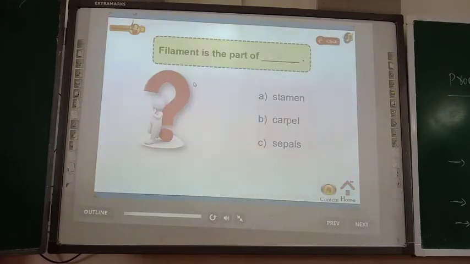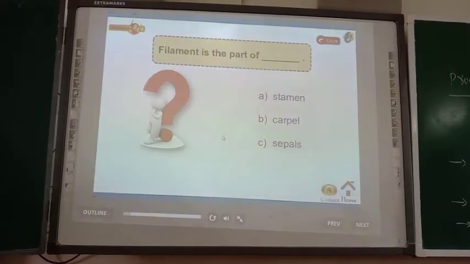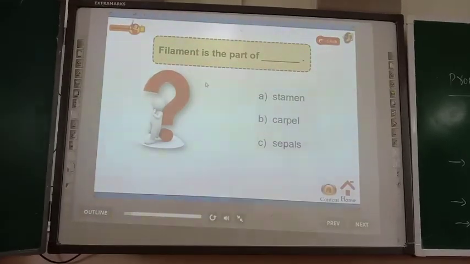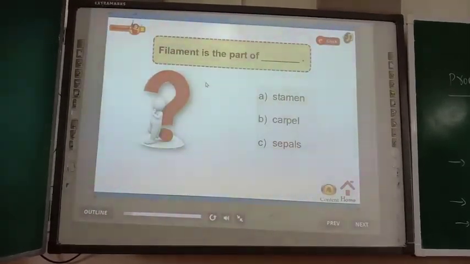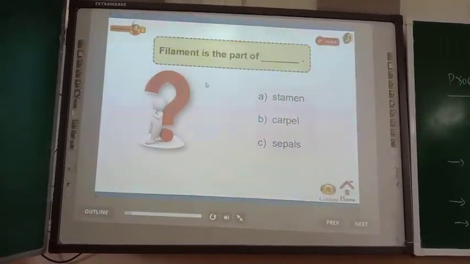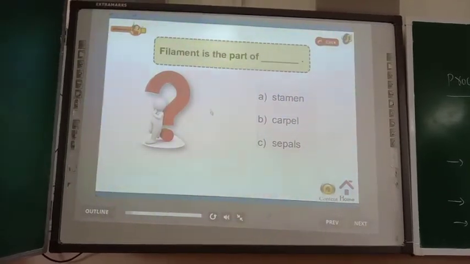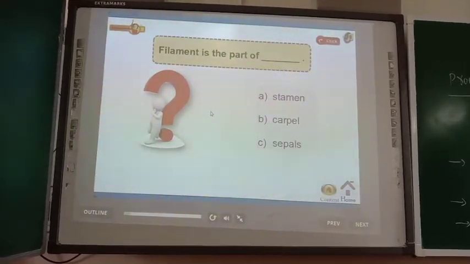Okay, now just see. Now let us test your knowledge. A filament is a part of which structure in a flower? The options are A. Stamen, B. Carpel, C. Sepals.